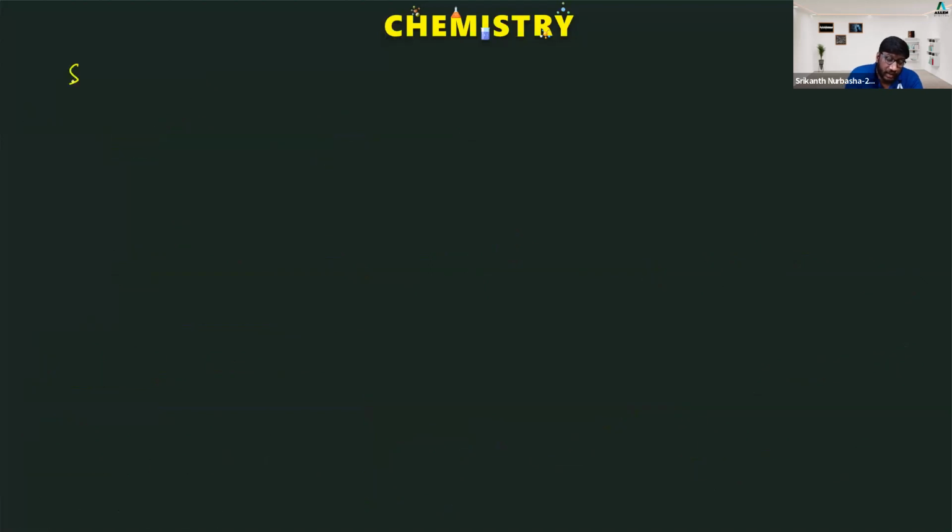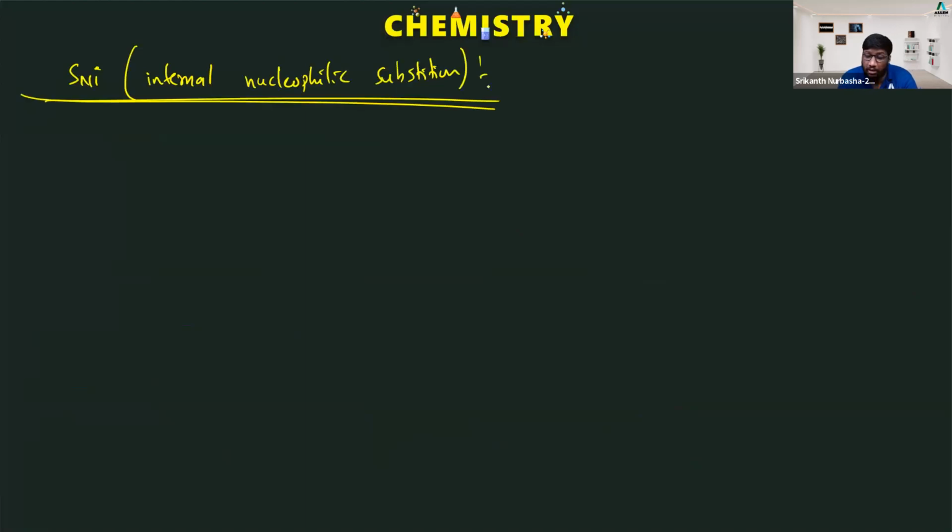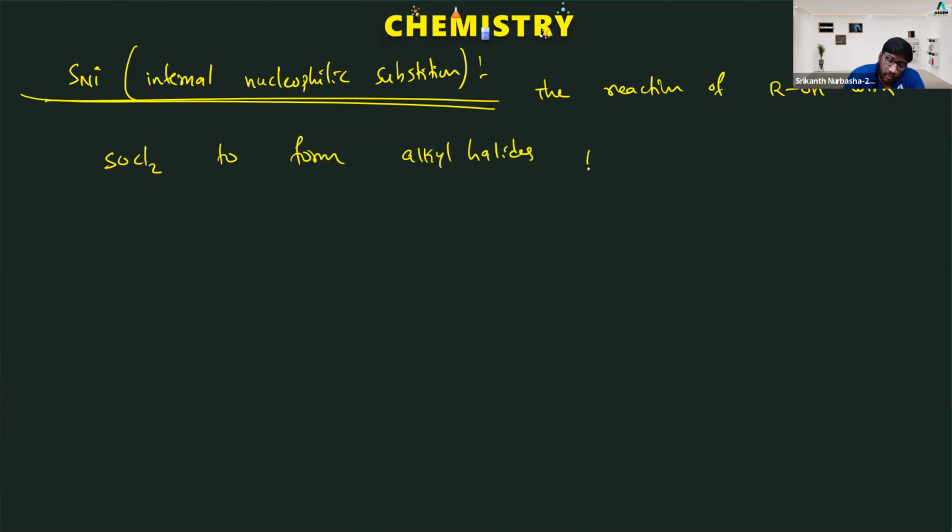Then we move to the SNi reaction. SNi means internal nucleophilic substitution. The best example of this particular SNi is the reaction of alcohol with thionyl chloride to form the respective alkyl halide. The reaction of ROH with SOCl2 to form alkyl halide proceeds through SNi, that is internal nucleophilic substitution.